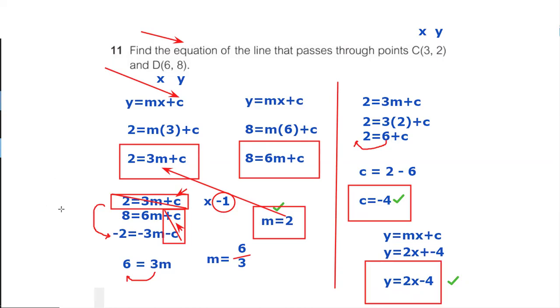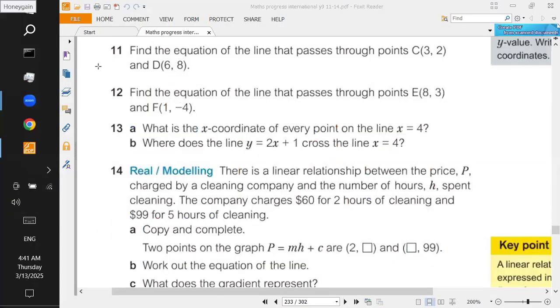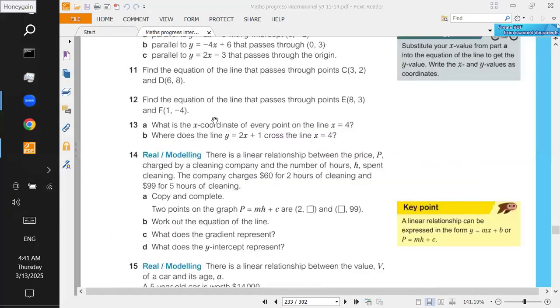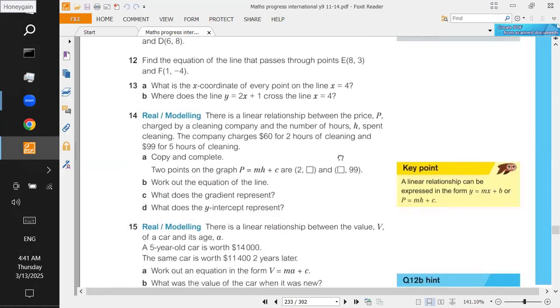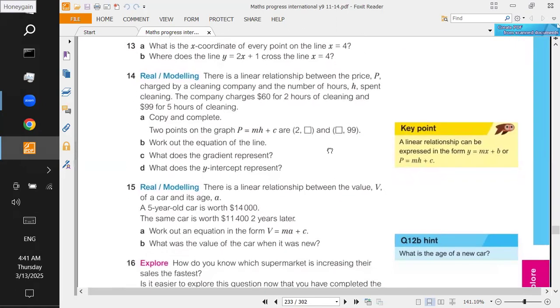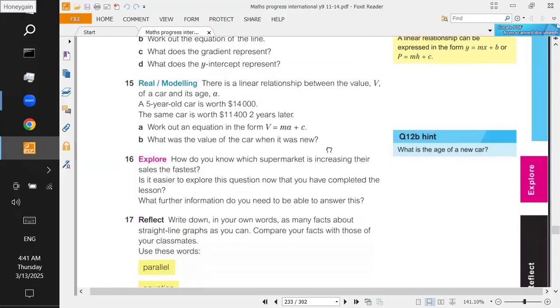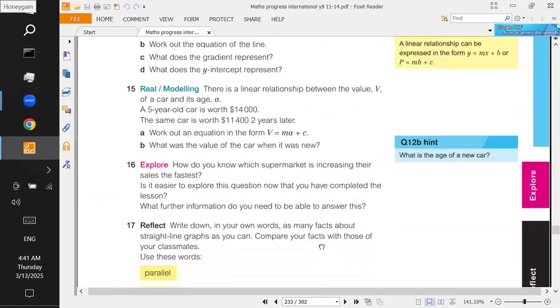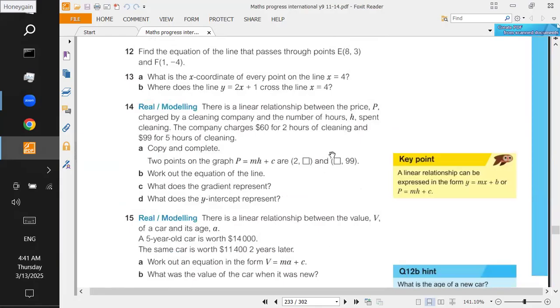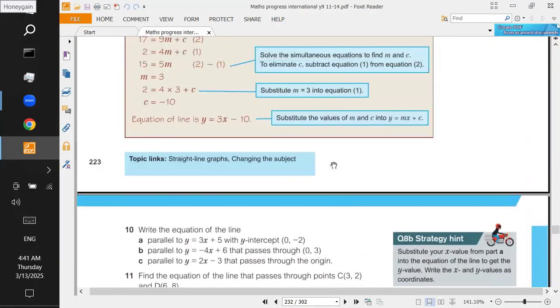Now, let's move on to the next question. This question is the same as this one, which is 12. Same ideas. You just have to follow the steps as long as you understand the idea of rearranging and using the y equals mx plus c to answer the questions.